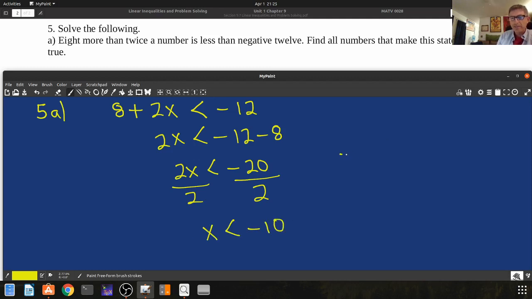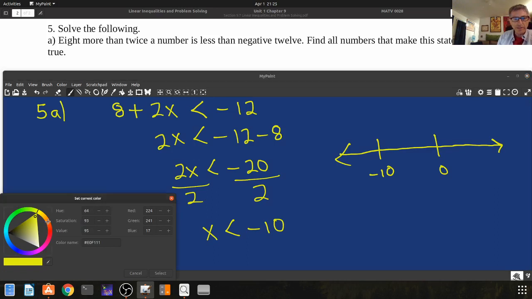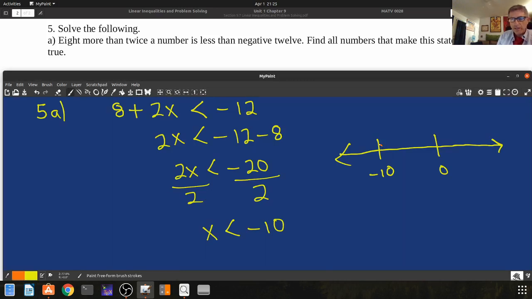Now it doesn't ask us to graph it, but we've been graphing all of them, so we might as well. Here's 0. Here's minus 10. And x is less than minus 10, so it does not include minus 10. So I just put the circle there and I don't fill it in, and I shade all the way down there. And again, you don't have to write the x and point down there. I'm just doing it to tell you that this is the graphical representation of all numbers x that make this inequality true.